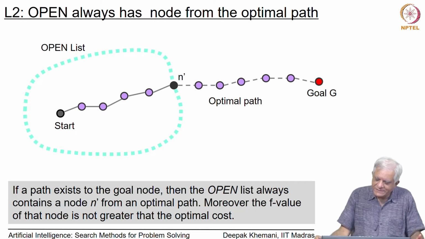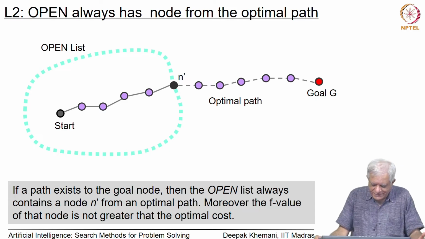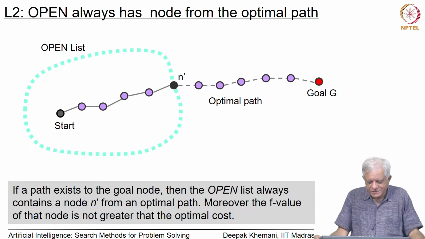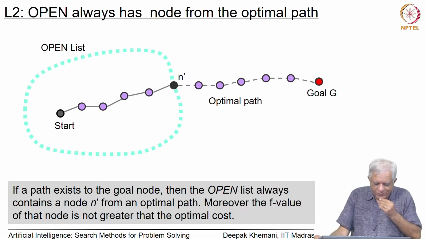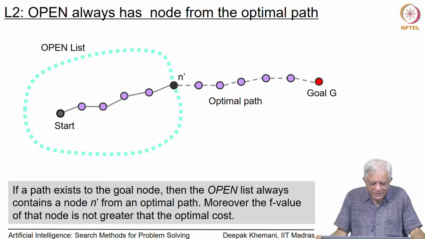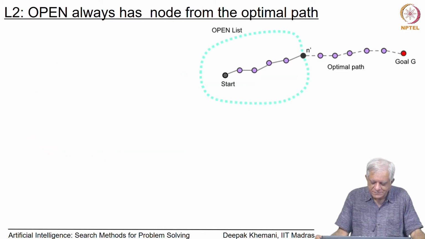The second thing we are stating is that the f value of this node, which we will call n prime, is not going to be greater than the optimal cost of the path from the start to the goal node. So, let us prove these two small results here. First, let us focus on the fact that there exists such a node.